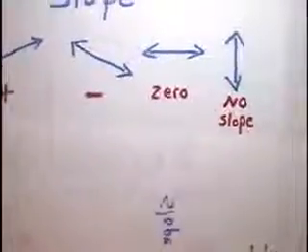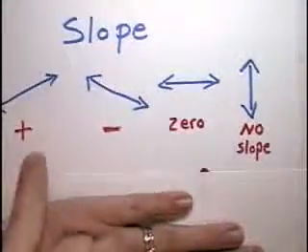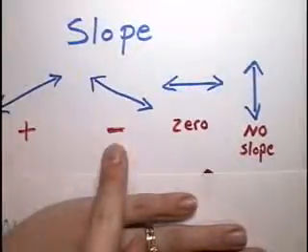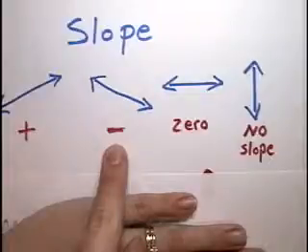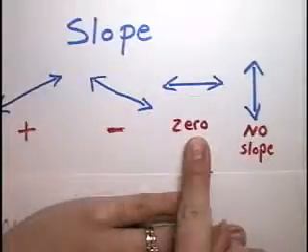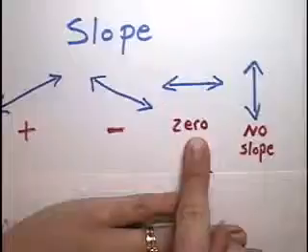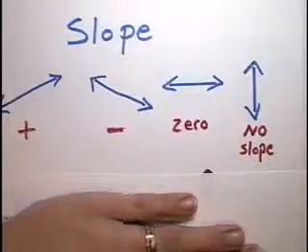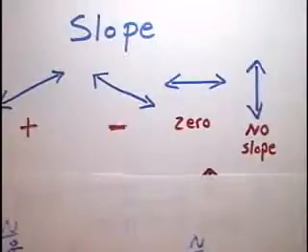So those fraction values help me see that a positive value ends up looking like a graph going up. A negative value ends up looking like a graph coming down. You end up with a 0, that's a flat horizontal line, and no slope is a vertical line. Where do we get that 0 and no slope?